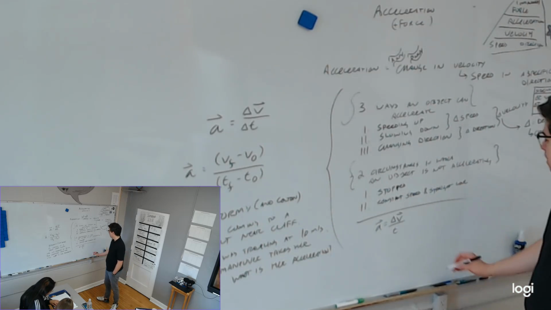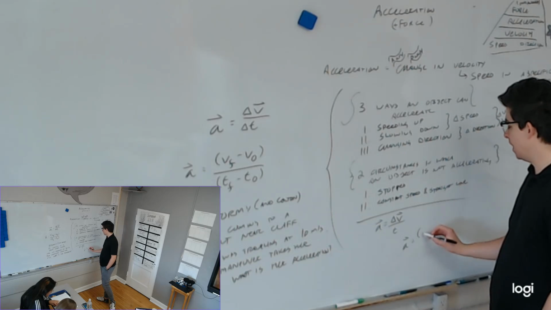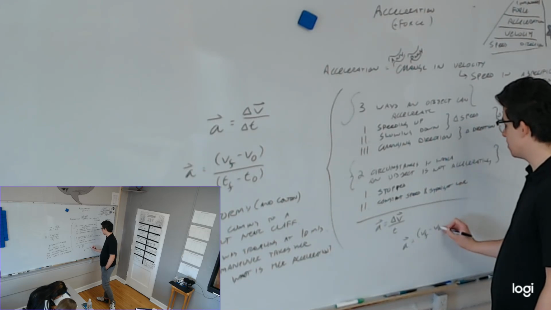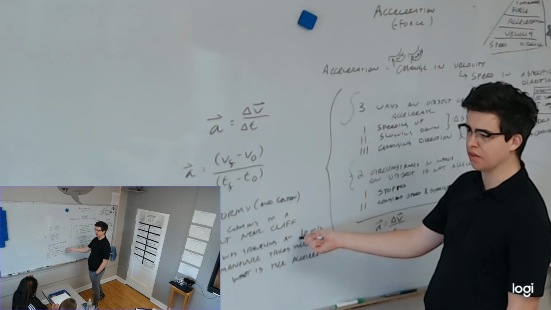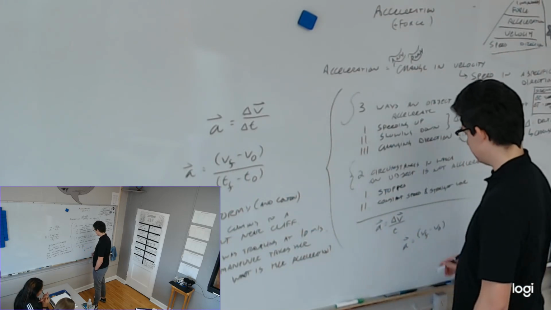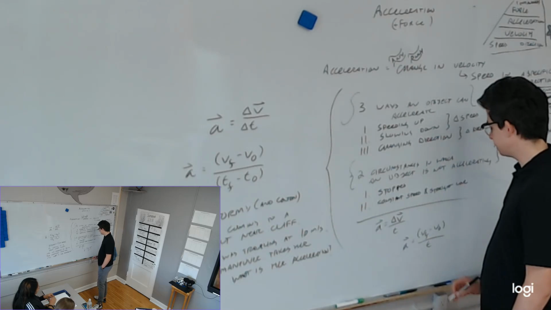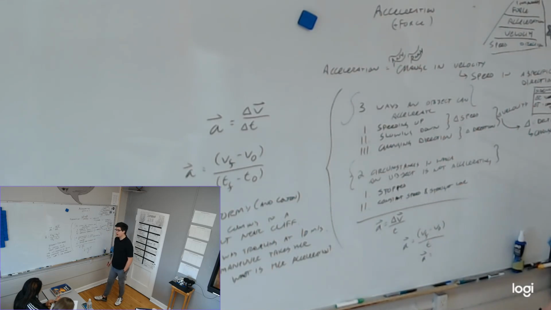Substitute. So a equals, and I'm going to rewrite the delta v as v sub f minus v sub naught, because I have two different velocities, don't I? I have this one, 10 meters per second. What's my other velocity? 0, because she's stopped. Over time. Okay? So, final velocity, be careful.